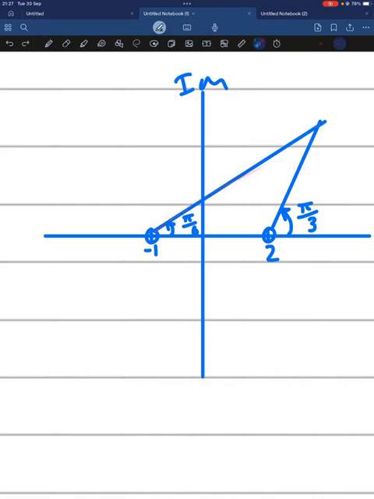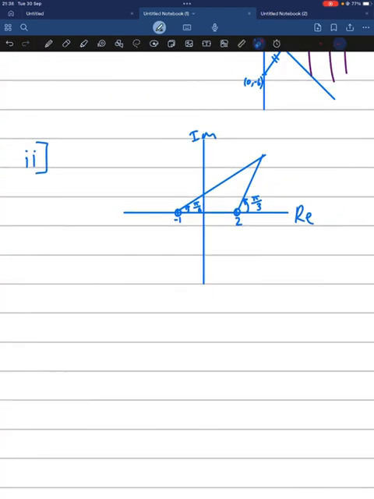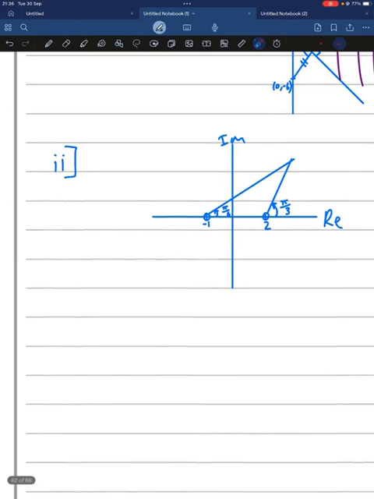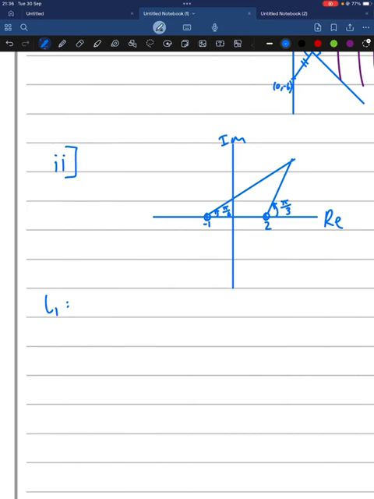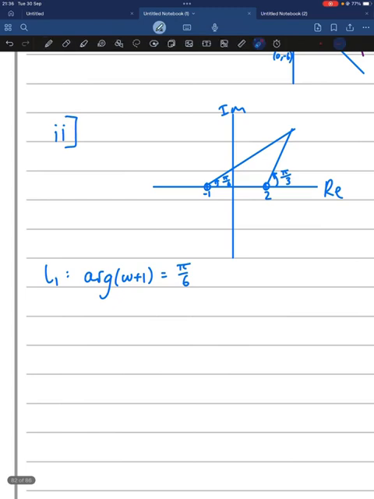First we have to find the equation of these lines, and find when they intersect. So let's start with this one. Let's call it L1, and this is the argument of w plus 1 equals pi by 6. Now, if we had a triangle over here, so that would be the right angle, this would be pi by 6, this would be the x, and this would be the y.